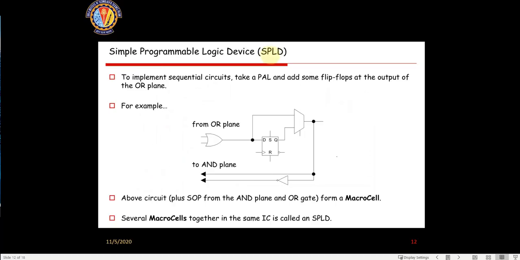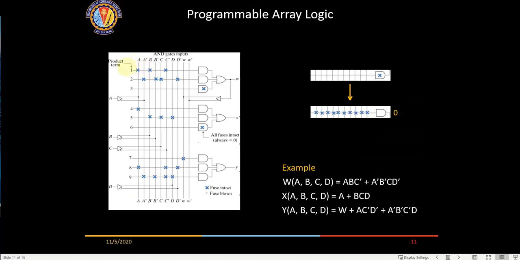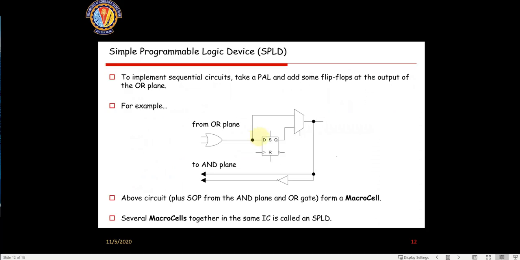PLA SPLD. This is very rarely used, in which you have a provision to save the previous data also. So it stores data. Here there is no memory. Whatever is the current input, the output will reflect that straight away in PAL, whereas in SPLD it can store previous data also.